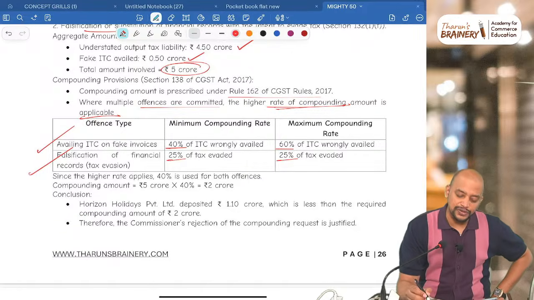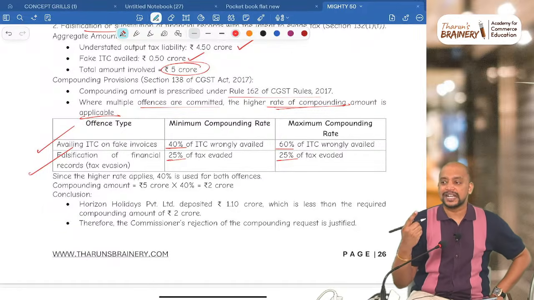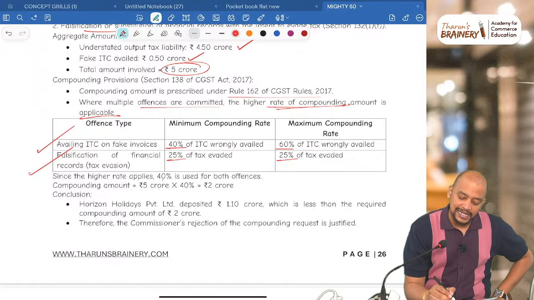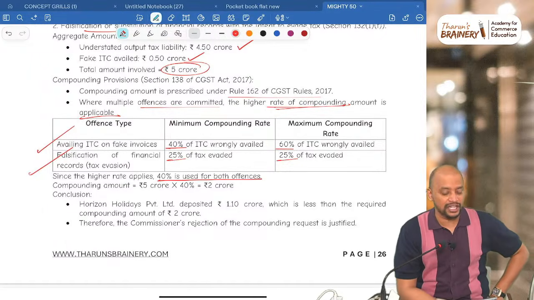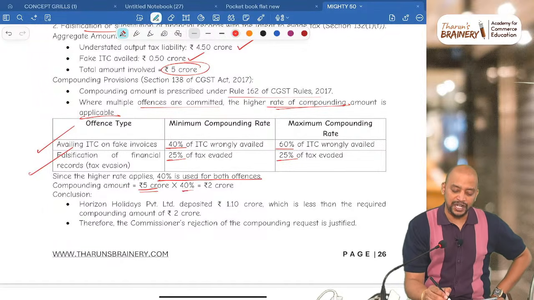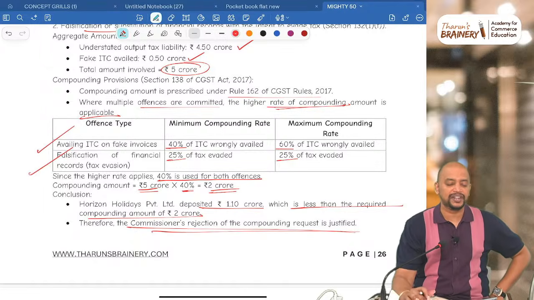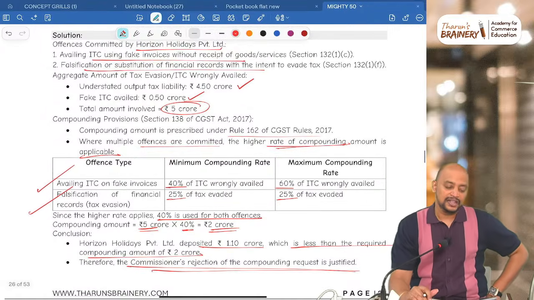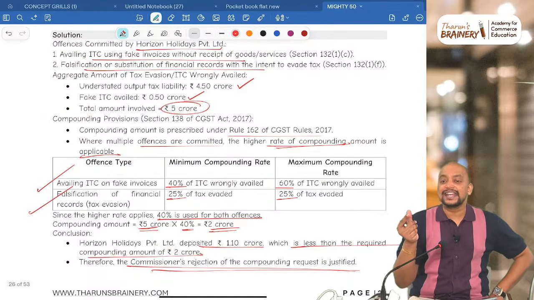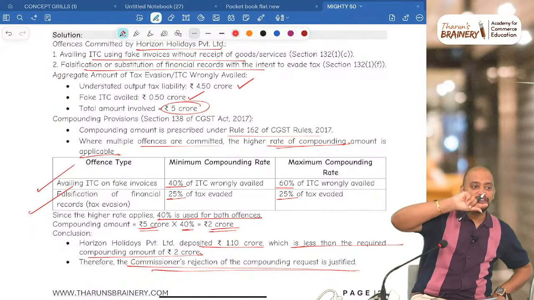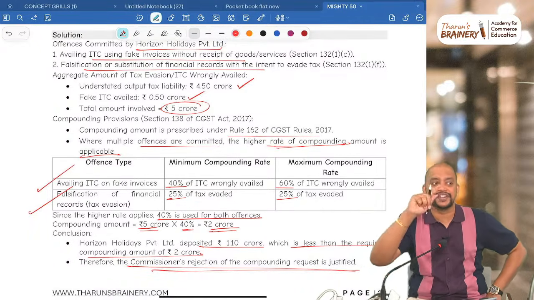So why 40 to 60? Because the total amount does not exceed 5 crores. Since the higher rate applies, 40% is used for both the offences. So 5 crore into 40%, 2 crore. Horizon Holidays deposited 1.1 crore, which is less than the required compounding amount. Therefore, the commissioner's rejection of the compounding request is justified. So this question is created mainly to test that point. One is books of accounts default, another one is the other default. So which rate should be taken?